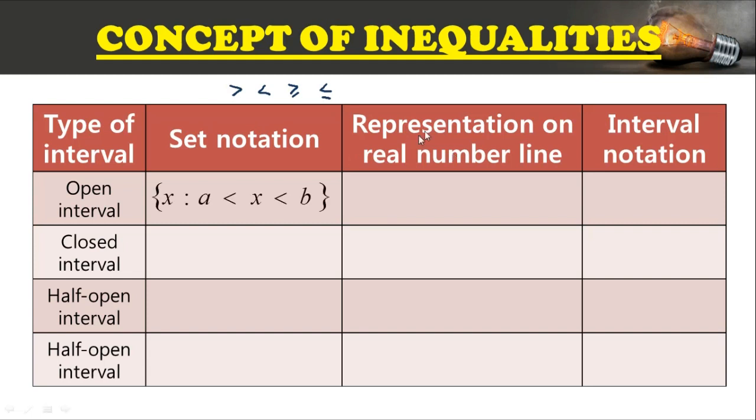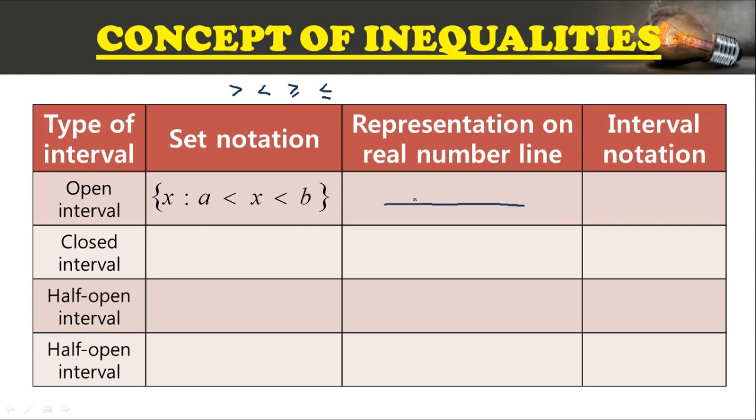Okay, we have x in between A and B. That means x is greater than A but is less than B. So this is what we call inequalities. But when we write like this, curly bracket x double dot, that means this inequalities is in the form of set notation or solution set. First, let's draw the number line.